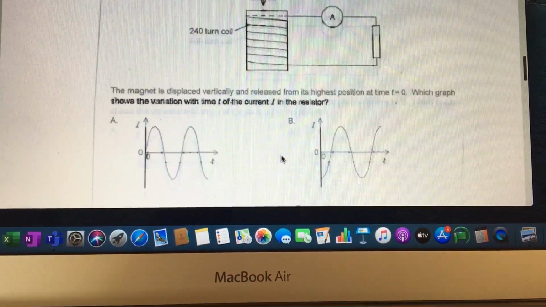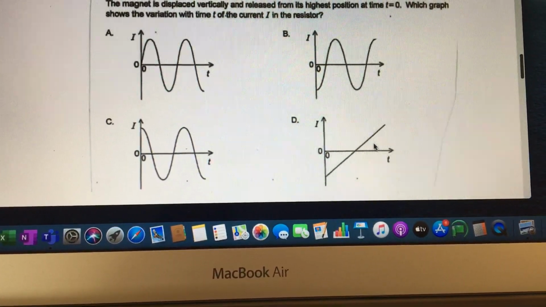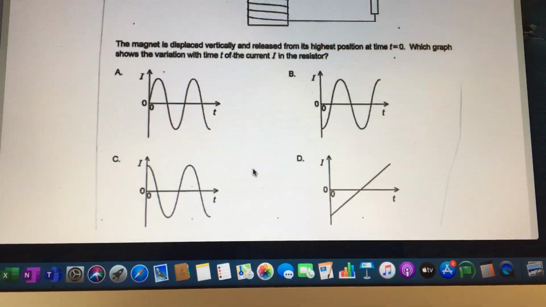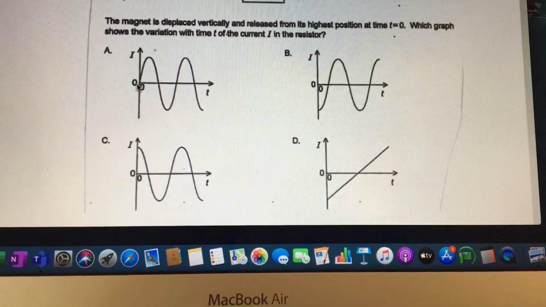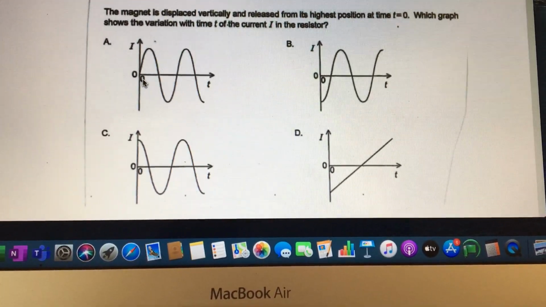This thing's oscillating above the solenoid as shown. Doesn't go into the solenoid, don't be confused by that. It's not D, so it's A, B or C, and basically my logic was I had to think about what it's like at T equals 0. Do we have a current? Is it positive or negative, or do we have no current?